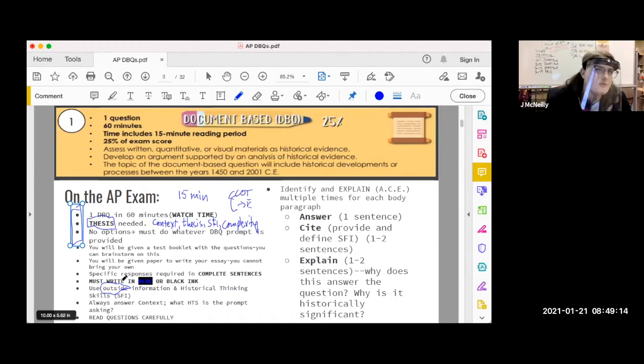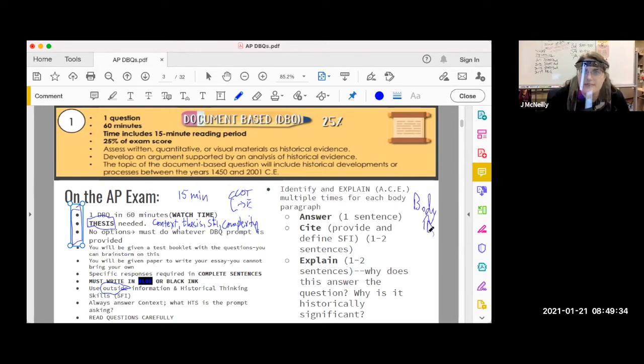Okay, so if you're talking about smallpox and you want to talk about how that led to the encomienda, or so sorry, how that undermined the encomienda and led to the asiento, that would be relevant outside SFI that's not mentioned in the documents.